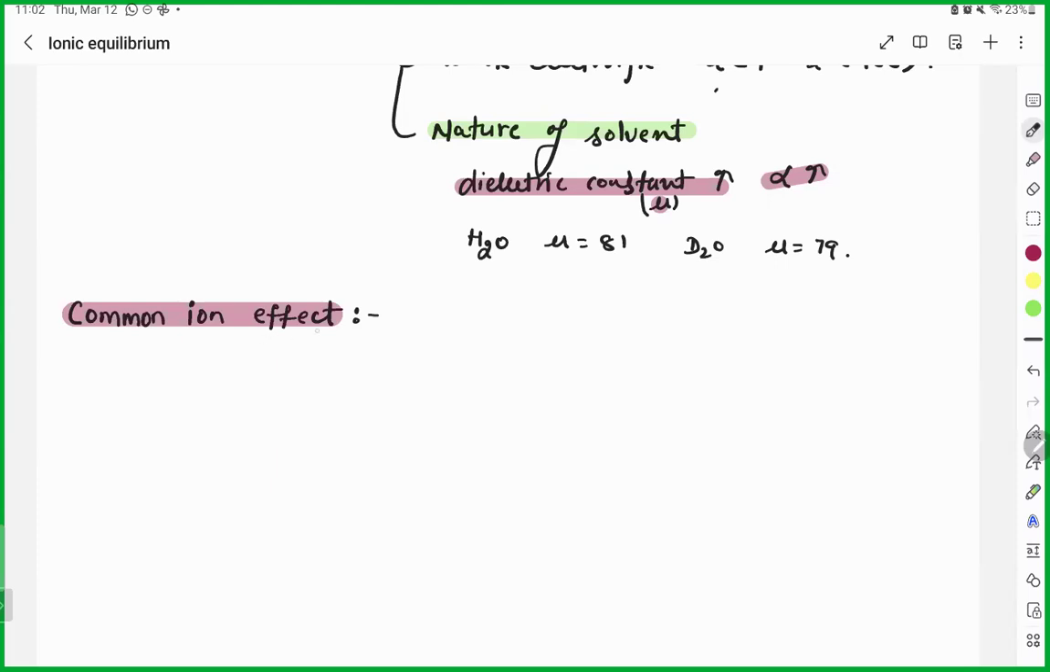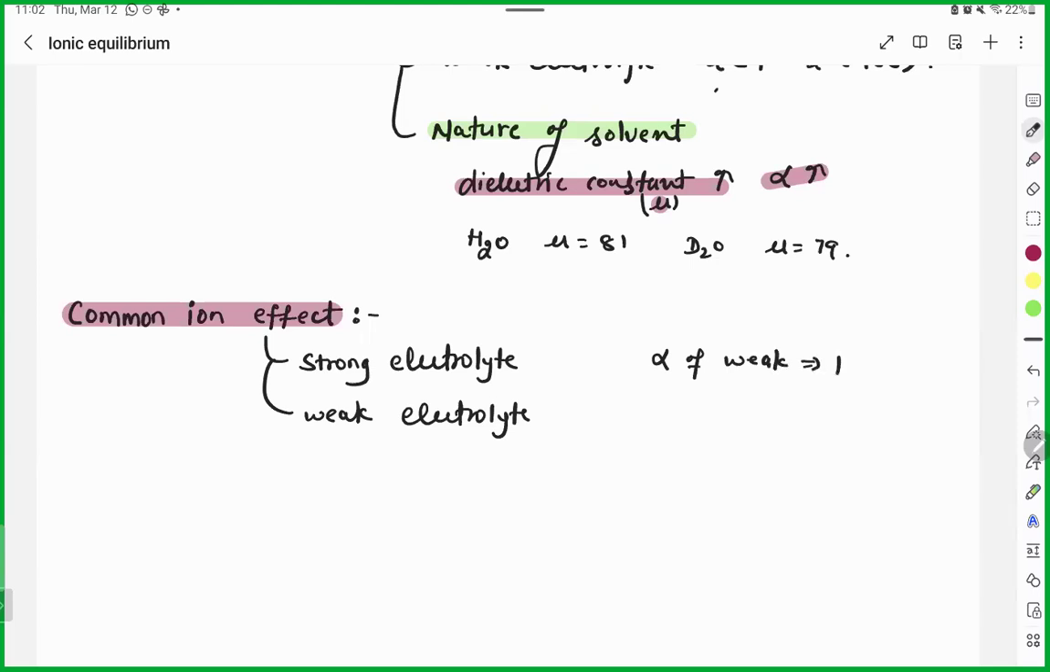If you have a strong electrolyte and you have a weak electrolyte, in that case, alpha of the weak electrolyte will decrease. That's the ultimate thing: alpha of the weak electrolyte will decrease. And this is the common ion effect. Why? Because one ion is common.